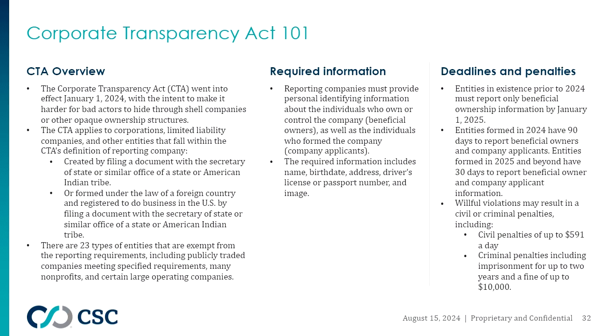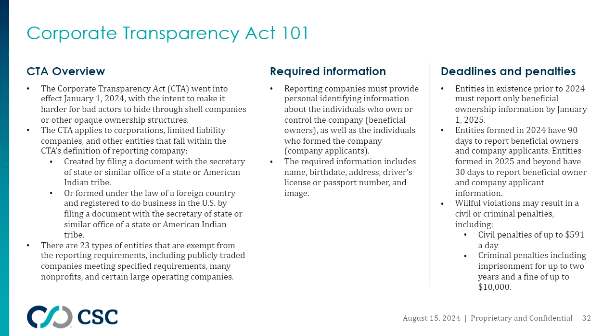The CTA applies to corporations, LLCs, and other entities that fall within the CTA's definition of a reporting company. Now, there are 23 entities that are exempt from reporting requirements, and they typically include companies that are somehow regulated in one fashion or another. However, most smaller companies do need to report. So reporting companies have to provide personal identifying information about the individuals who own or control the company, as well as the individuals who form the company.